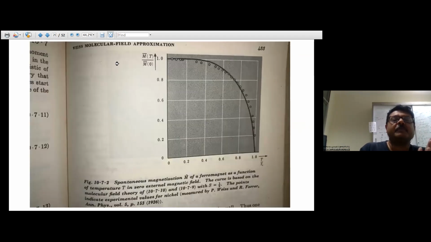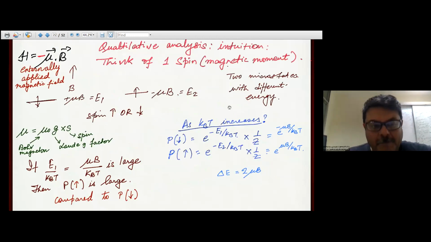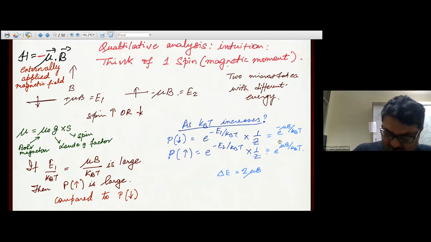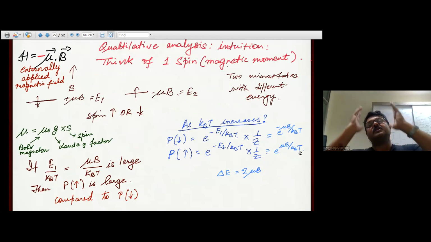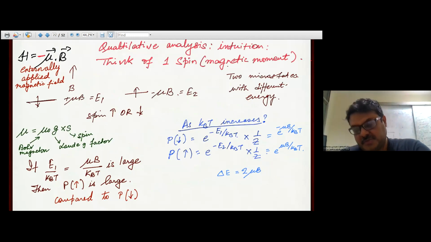So if you have a microscopic picture where you have non-interacting magnetic particles and an application of an external magnetic field, such that the energy mu B is much greater than kBT, then all the spins are pointing in the same direction. And hence you have a saturation in the magnetic moment, which is seen graphically.